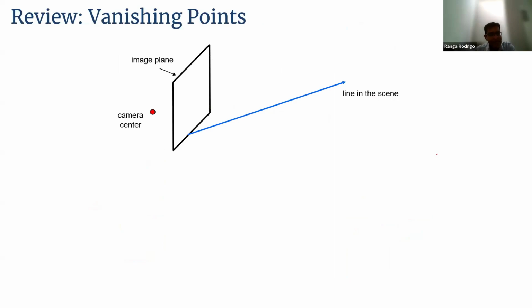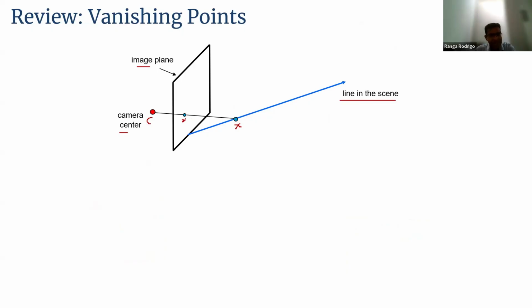Okay, so let's mathematically characterize this briefly. Think about this as the image plane. This is the camera center, and this is a line in the scene. We take a point on the line in the scene, a point in 3D, and if we join that point to the camera center, and it cuts the image plane, we have the image. This is the image point, right?